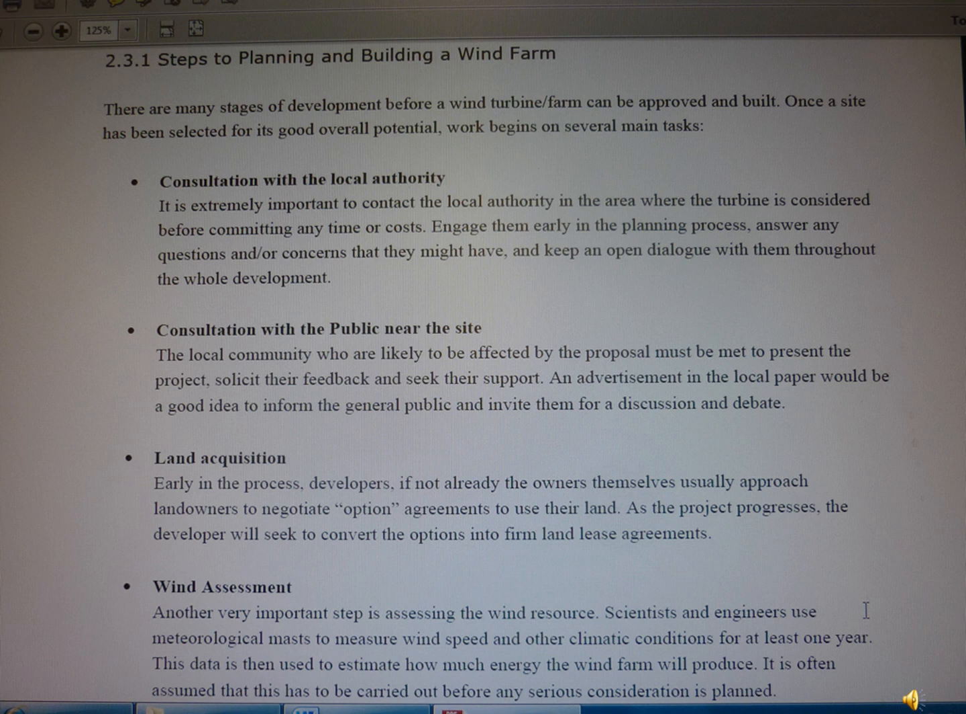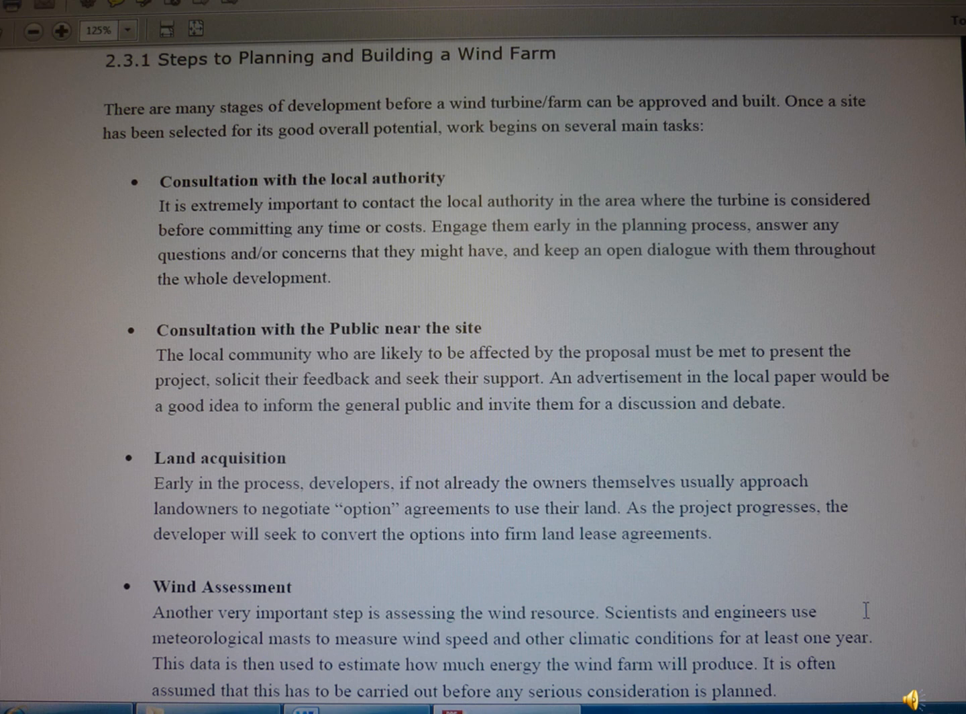Then we're talking about the steps to planning and building a wind farm. There are many stages of development before the wind turbine or the farm can be approved and built. Once a site has been selected for its good overall position, work begins on several main tasks. The first is a consultation with the local authority.